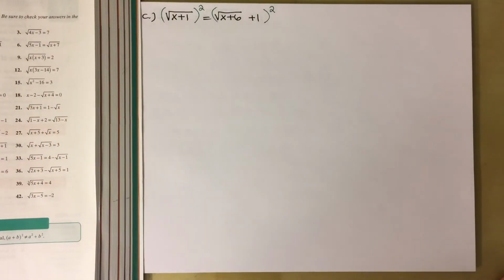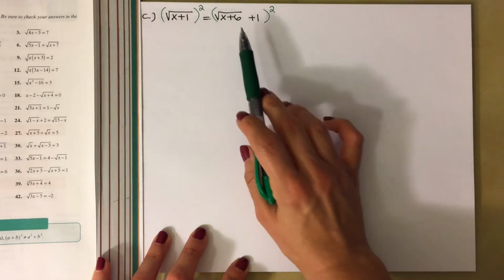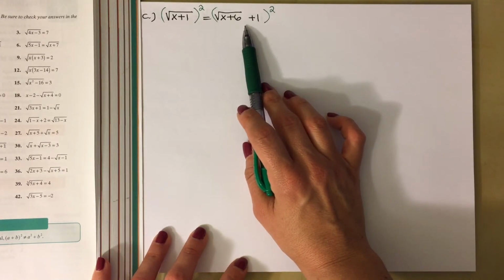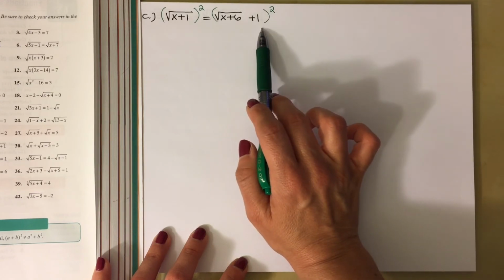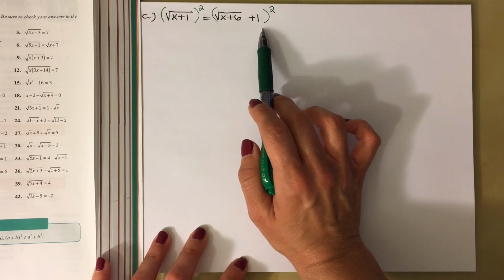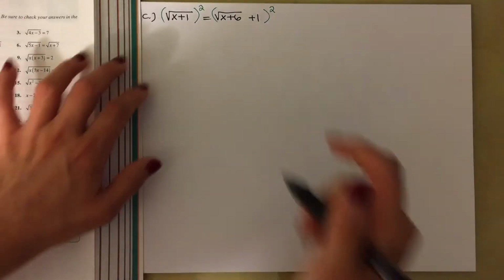Step 3 is ask yourself, do I have to FOIL? Yes, in this case you do, because on the right side, this is considered to be a binomial. You've got part 1 plus part 2, so 2 terms. This part has to be FOILed. We write it twice.